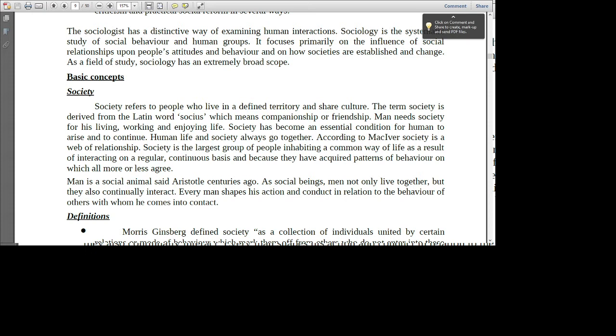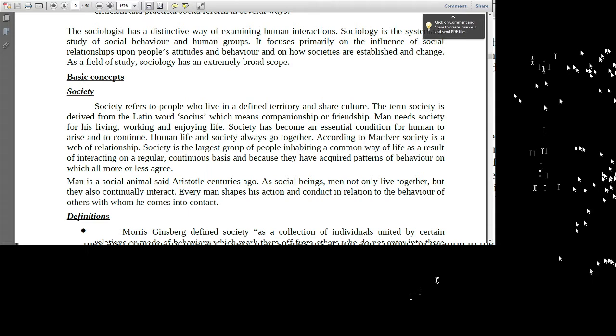That means what others think, what others are doing, and our actions are according to that. Every man takes his action and conduct in relation to the behavior of others with whom he comes into contact. Then we will discuss the various definitions regarding society. We will move on to that.